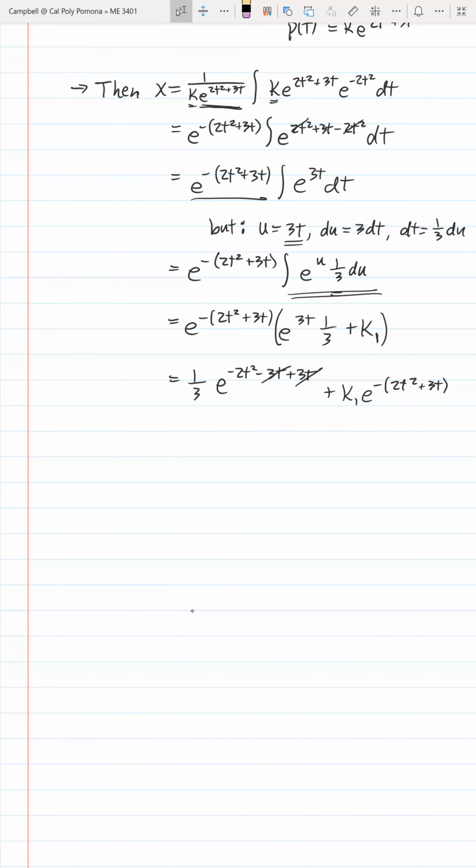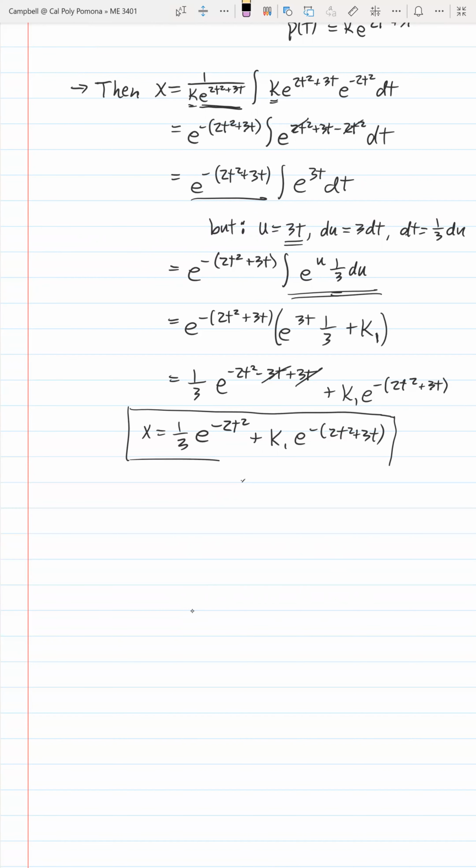And so last but not least, we find that x is equal to, not 1/2, 1/3. Come on, 1/3, there we go. e to the negative 2t squared plus k1 times e to the negative 2t squared plus 3t. And let's go ahead and box that on up.